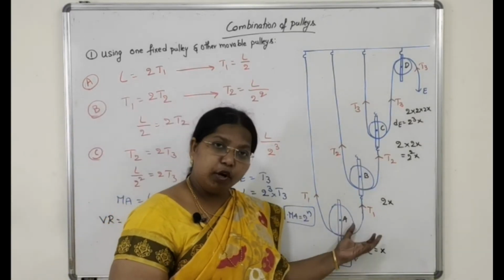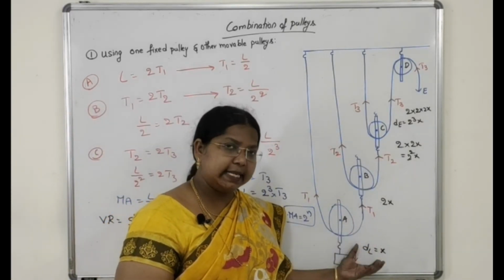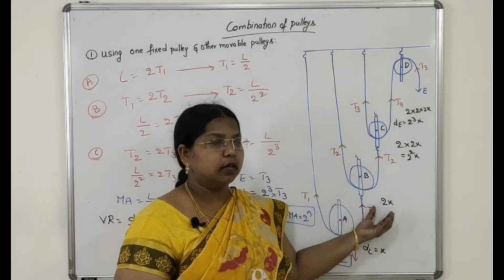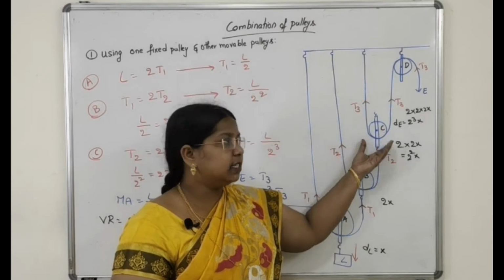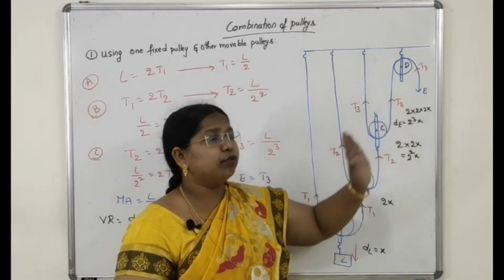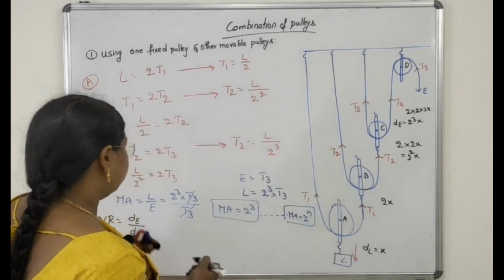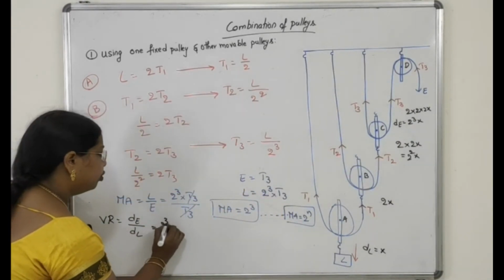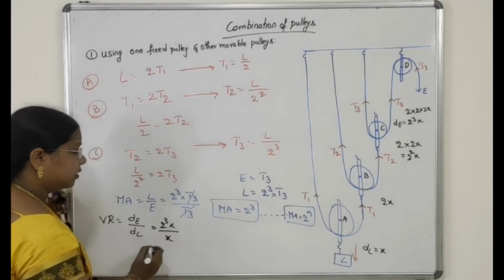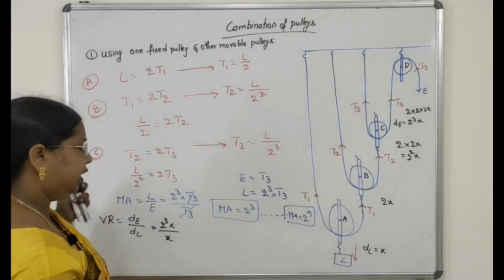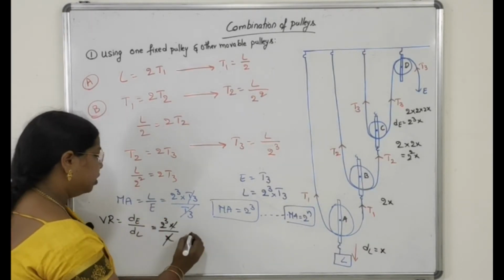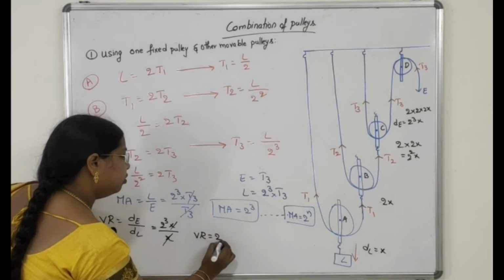So if your load is moved a distance x, then pulley B will be moved a distance of 2x, C moves up a distance of 2 square x, and pulley D moves up a distance of 2 cube x. Let us substitute those values. D is equal to 2 cube x, and DL is equal to x. X or D, whatever, is simply a letter denoting the distance moved. So your velocity ratio is equal to 2 cube.